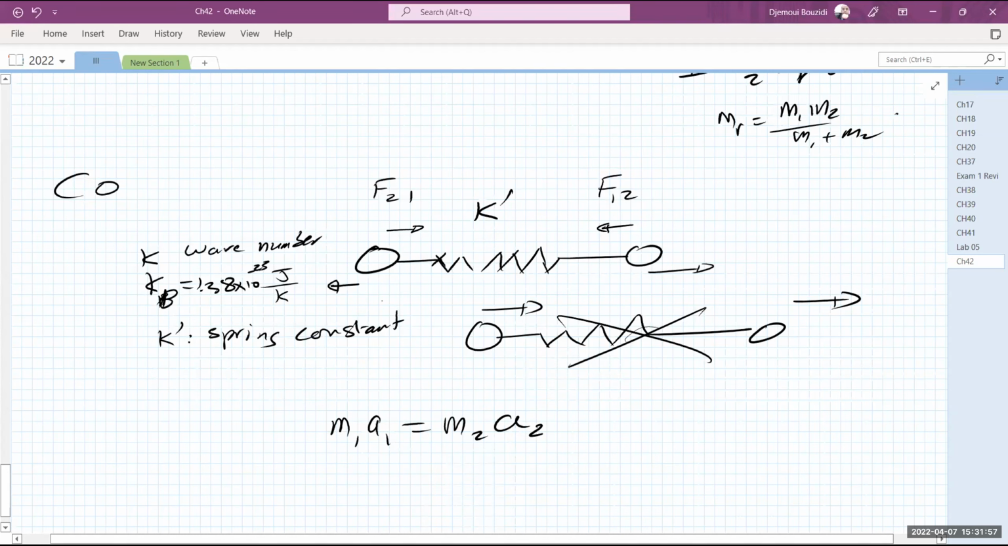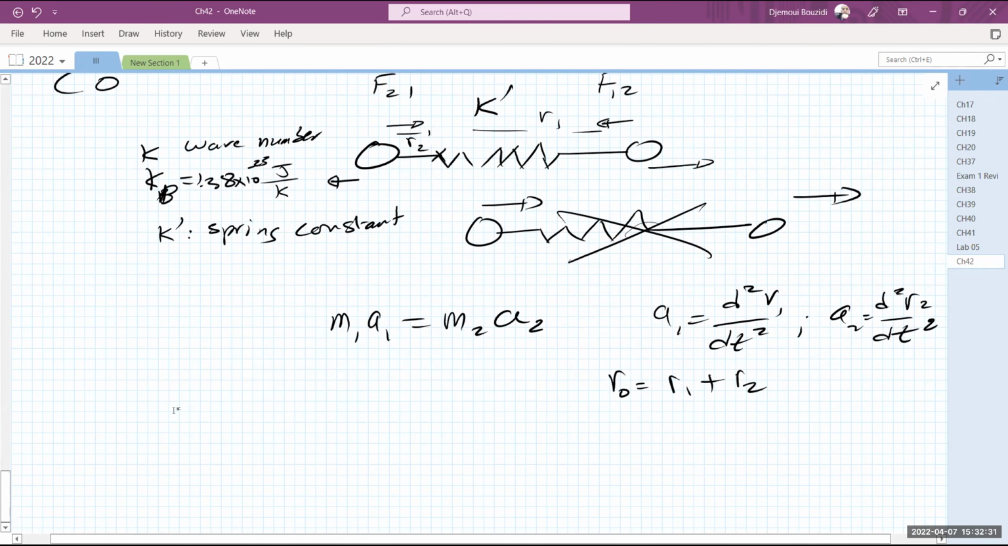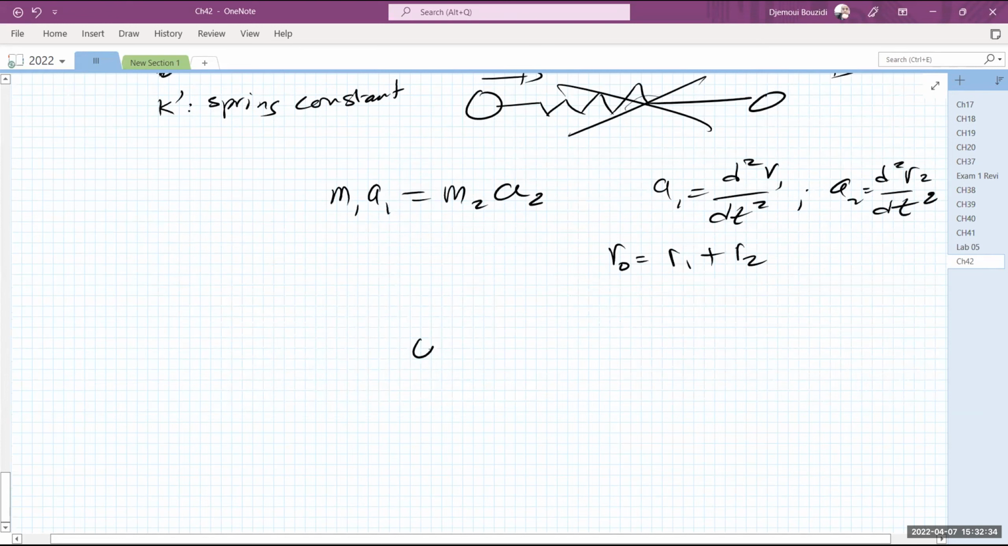And if I treat the separation between them as R1, and this one as R2, therefore A1 is the second derivative of R1 with respect to T, and A2 is the second derivative of R2 with respect to T. And again, introduce the center of mass, the separation between the two atoms in this case being R1 plus R2. If I follow a similar analysis, the problem reduces to that of the reduced mass also. So that's why in this case, omega is going to be equal to the square root of K prime over M.